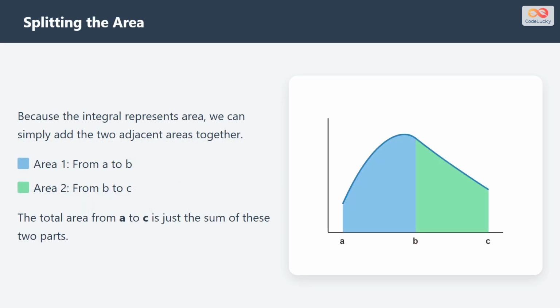Visually, it is easy to see what happens. The total area from a to c is simply composed of two parts: the area from a to b, shown here in blue, and the area from b to c, shown in green. The total area is just the sum of these two individual areas.